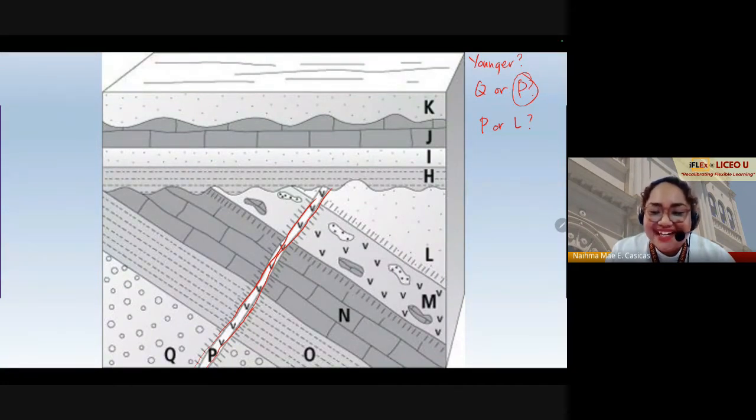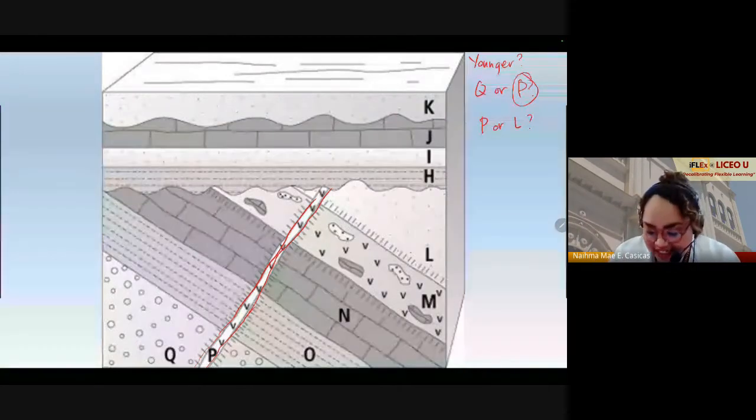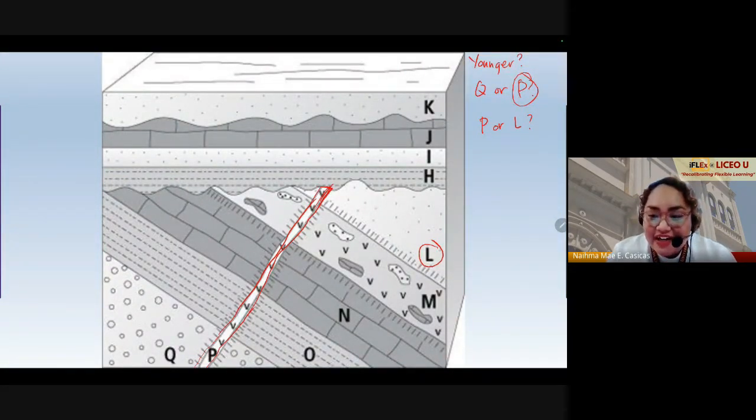Okay, please give your answer. Which is younger, intrusion P or layer L? Okay, look at this. Our principle is that your intrusion P is younger than the layers that it encompasses, the layers it intruded. So, in this case, did it intrude into layer L? Did it pass through? Yes, it passed through. Therefore, which is younger, P or L? Say final answer: P. So it's really P.